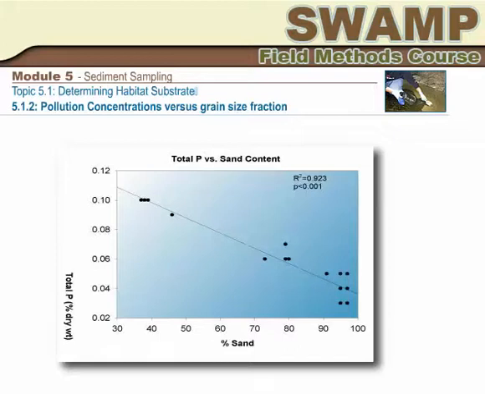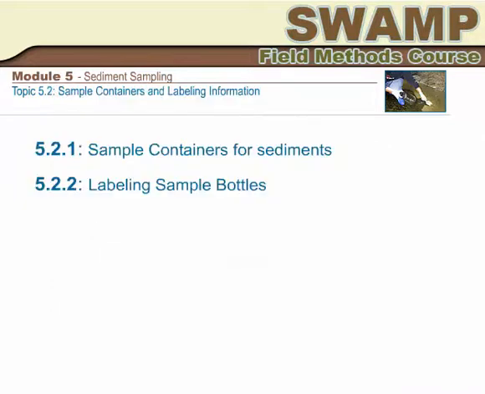This graph is an example of total phosphorus in sediment versus grain size fraction, or percentage of sand. As you can see, the total phosphorus decreases as the percentage of sand increases. The fine fraction represents the worst-case scenario in terms of pollutant concentrations. SWAMP protocols require that the samplers collect only fine sediment, preferably recently deposited fine sediment, to be consistent in representation of the worst-case scenario for each and every sampling reach. Click on a topic to start, or click the Next button to see them in order.